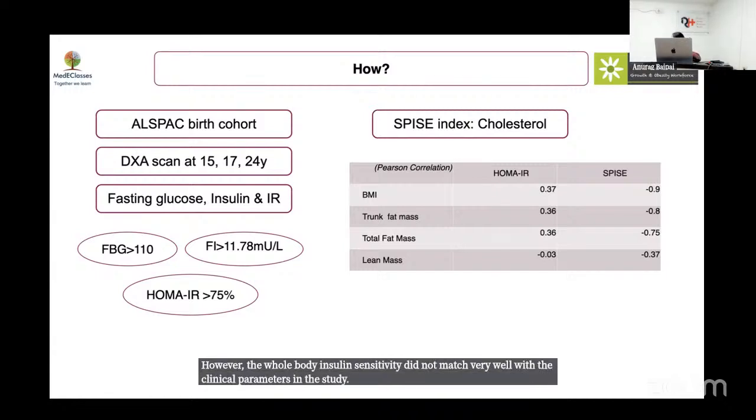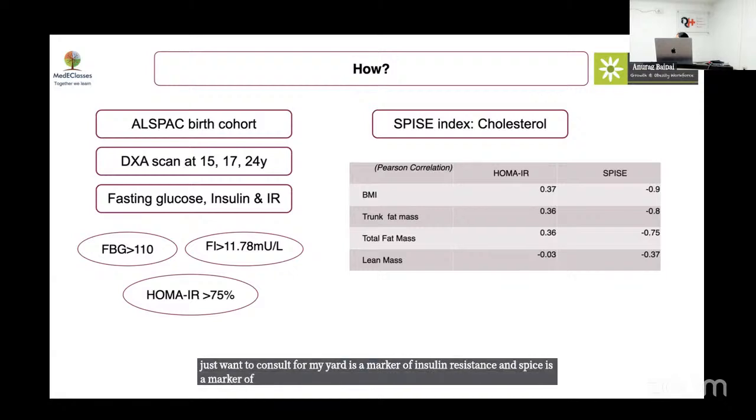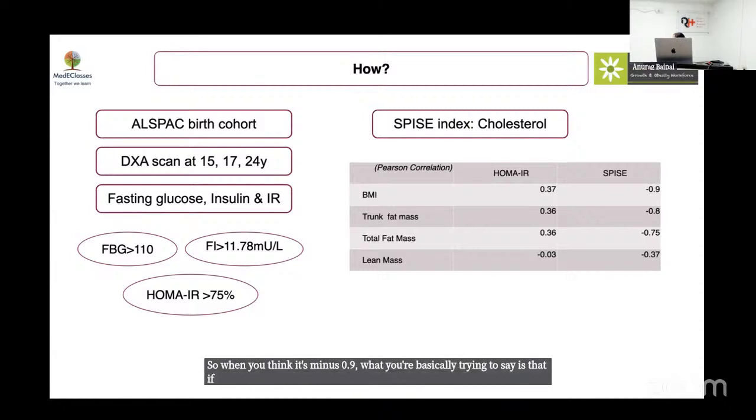Just one second. So, HOMA-IR is a marker of insulin resistance, and SPICE is a marker of insulin sensitivity, yes. So it's the opposite. So when you are saying it's minus 0.9, what you're basically trying to say is that if your BMI is going up, your sensitivity is going down. So it's actually showing a very good correlation. Because it's a negative correlation, but then it's the other way around.